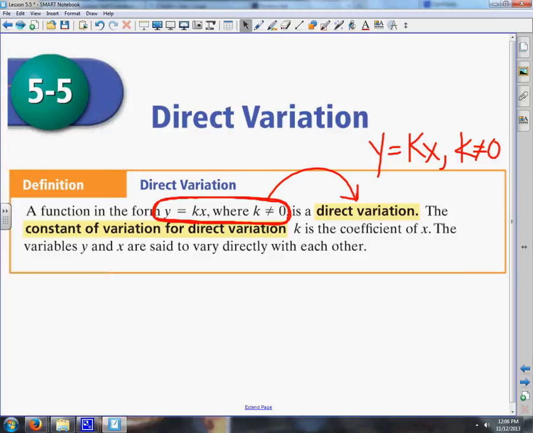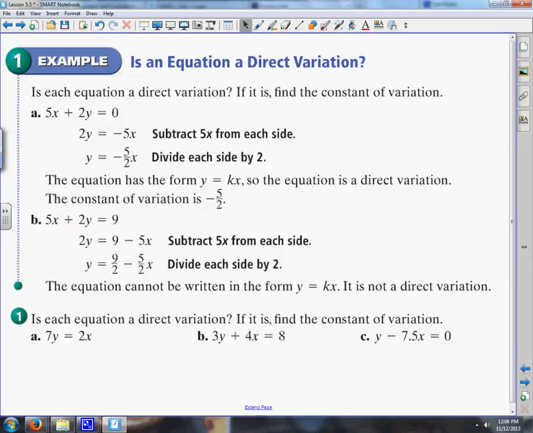Those are like the points on a graph that you'd plug in, the x and the y. But the k is your constant. Okay? So, is an equation a direct variation? In A and B, they give you two equations, and they're asking, is each equation a direct variation? If it is, find the constant of variation.